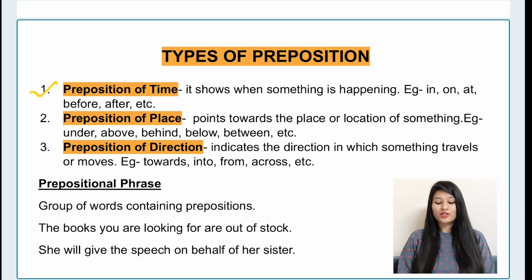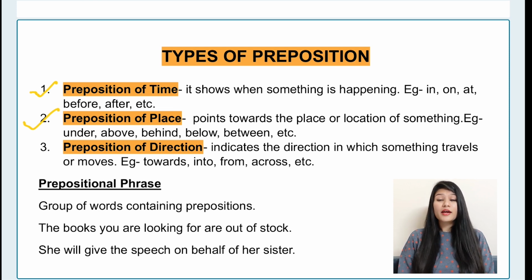The next type of preposition is preposition of place, which points towards the position or location of something. Examples are under, above, behind, below, between, etc. Let's identify them in a statement.